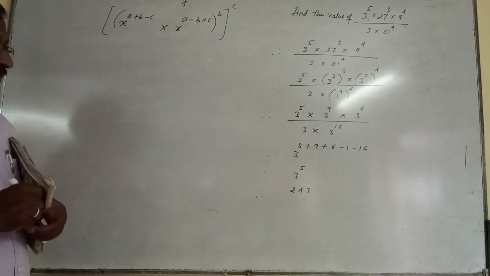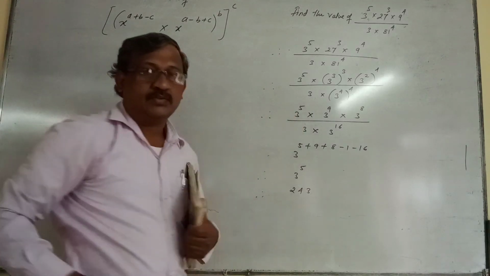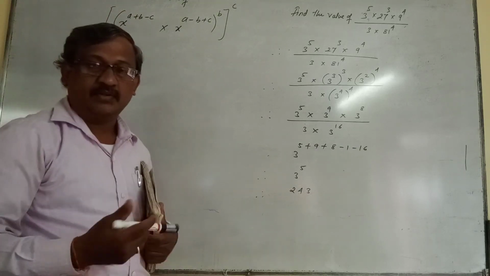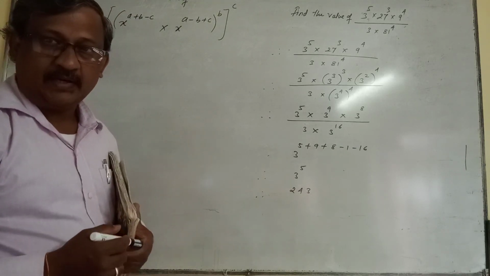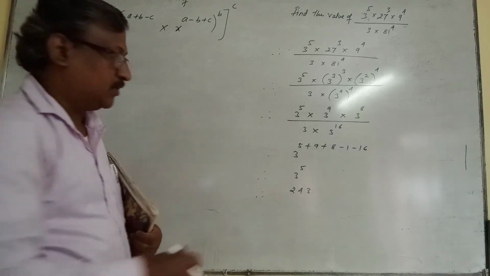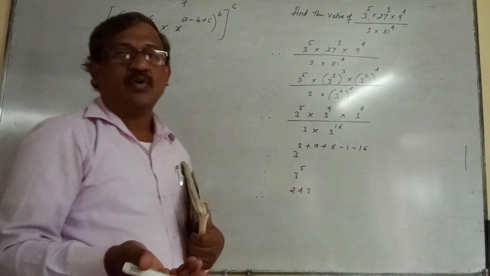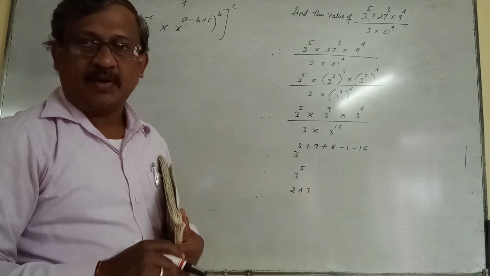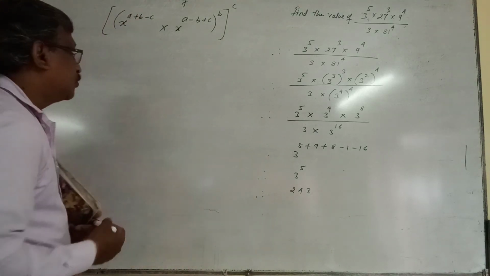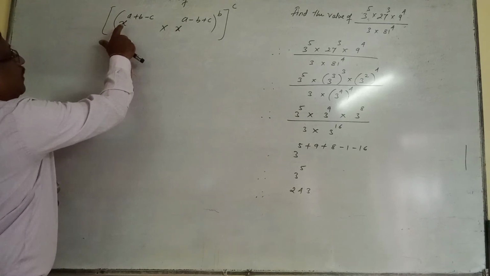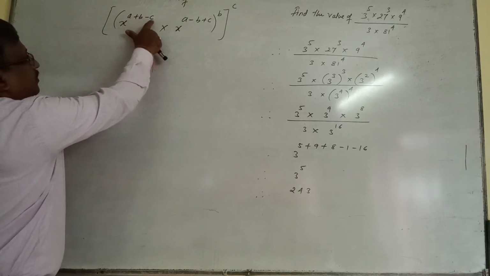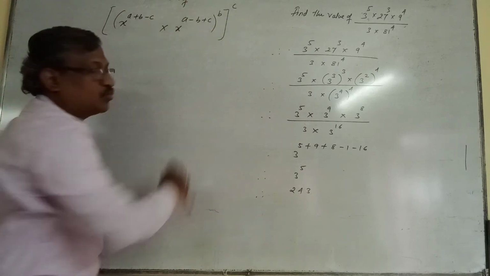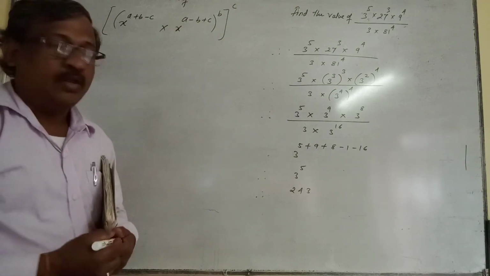Now instead of giving numerical values, they have given the values in alphabetical form, right? So whether the values are in numerical form or in alphabetical form, the rules remain the same. As it is, we have to apply the rules, right? So here we have to find the value of x raised to a plus b minus c into x raised to a minus b plus c, that whole raised to b, that whole raised to c, right?